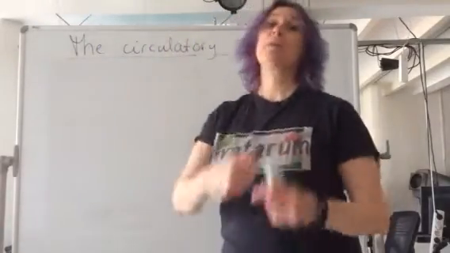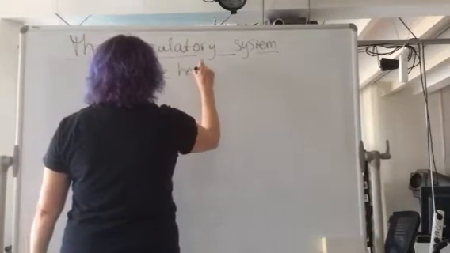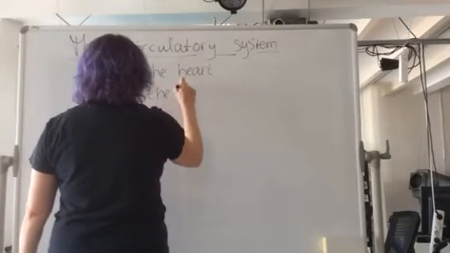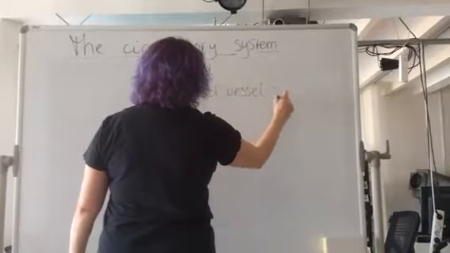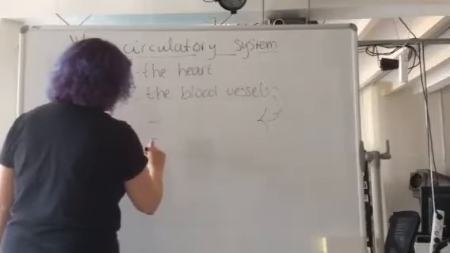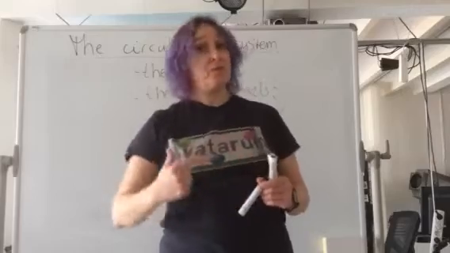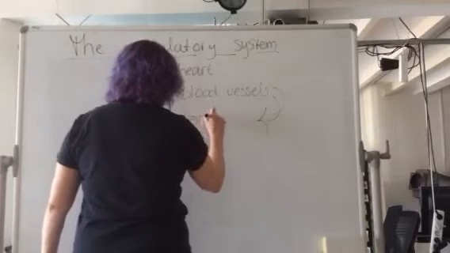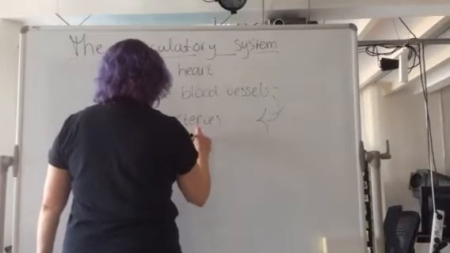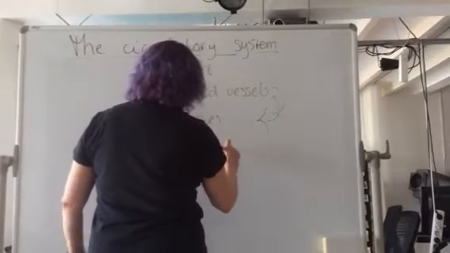The circulatory system consists of two parts, the heart and the blood vessels. There are three types of blood vessels. We have the arteries, we have the veins, and we have the capillaries. The arteries go away from the heart, the veins bring blood back to the heart, and the capillaries are in between the arteries and the veins.